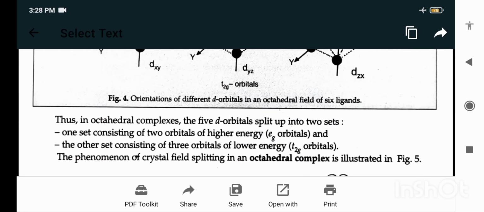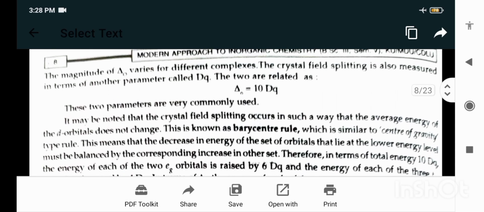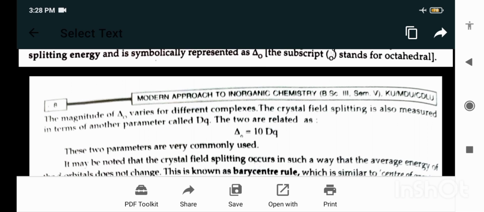Thus, in octahedral complexes, the five d orbitals split into two sets. One set consists of two orbitals of higher energy, the eg orbitals, and the other set consists of three orbitals of lower energy, the t2g orbitals. For the phenomenon of crystal field splitting in an octahedral complex, these two parameters are very commonly used. The magnitude of delta naught varies for different complexes. The crystal field splitting is also measured in terms of another parameter called Dq. The two are related as delta naught is equal to 10 Dq.